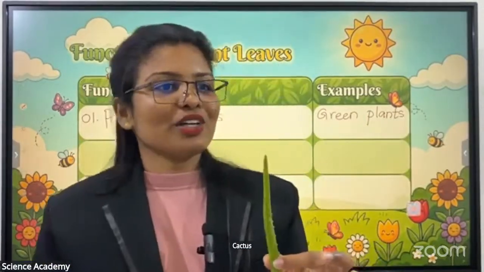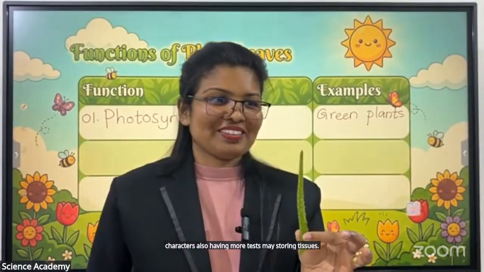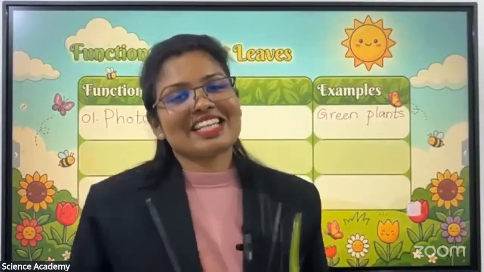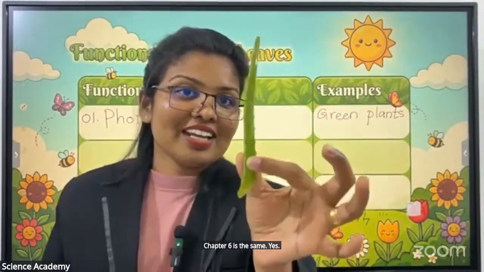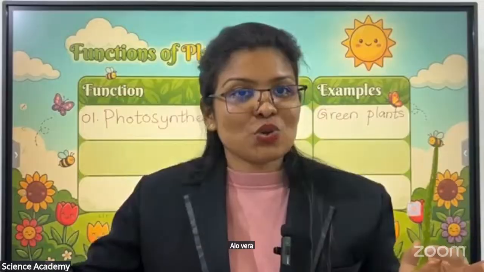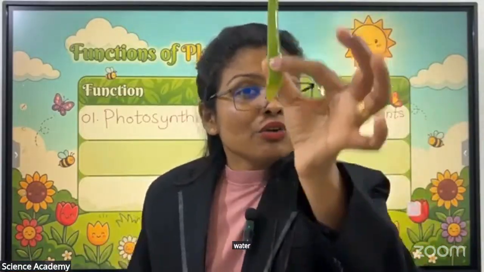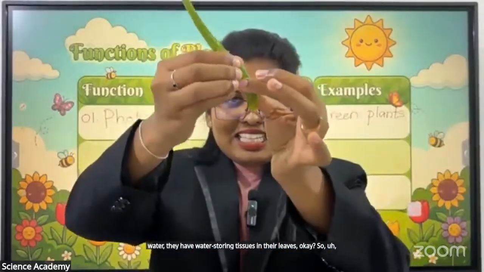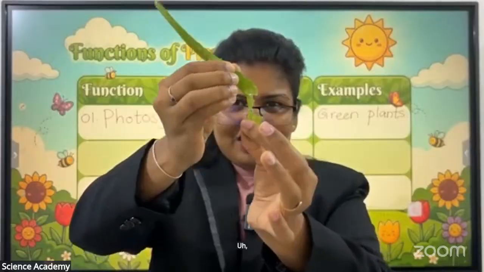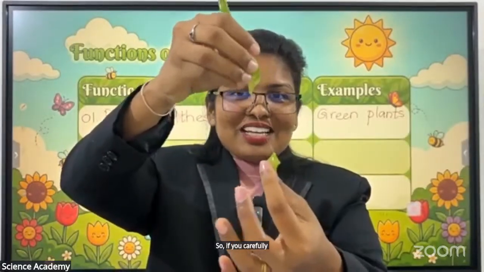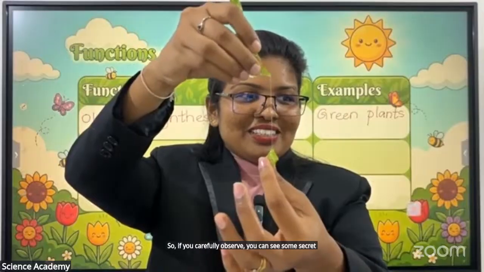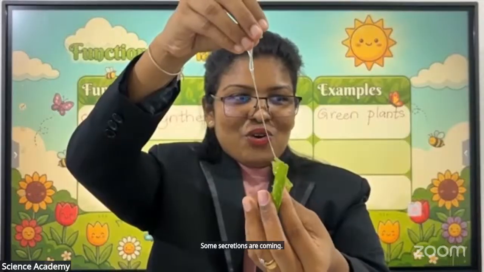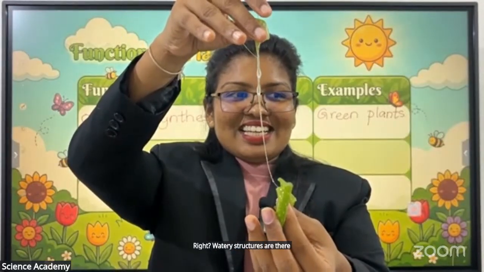Cactus also has water storing tissues. It's a stem. Cactus is a stem. Yes. Aloe vera leaves store water. They have water storing tissues in their leaves. Okay. So if I break it, if you carefully observe, you can see some secretions coming, no? Some secretions are coming, right? Watery structures are there. What is the reason?